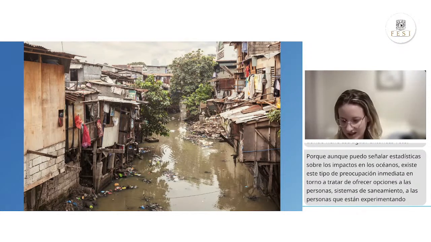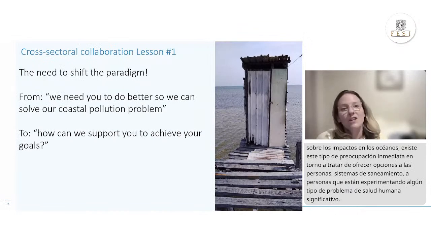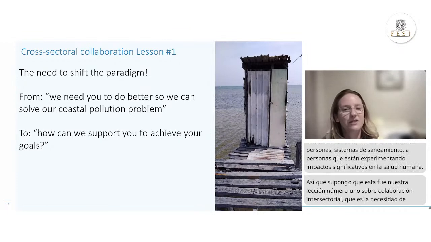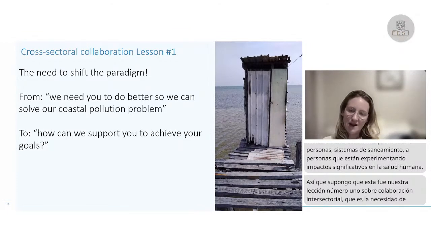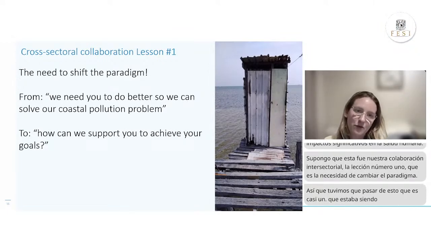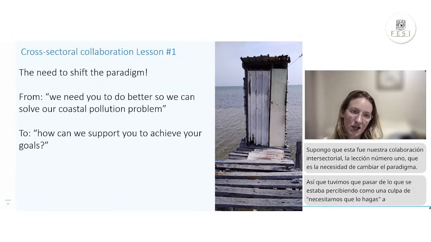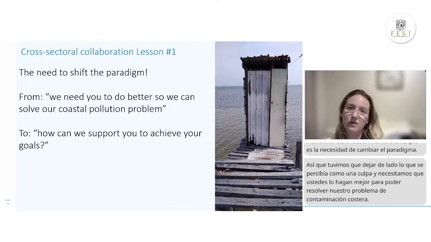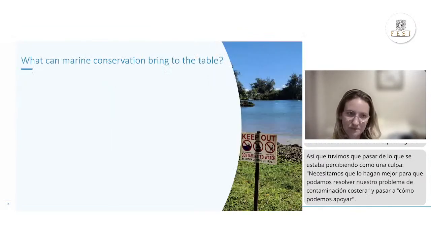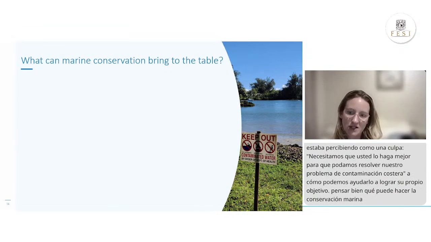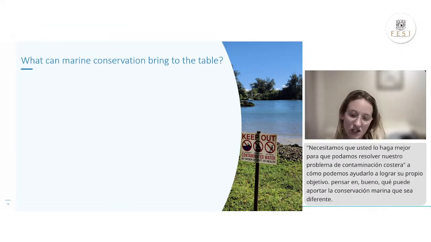health impacts. So this was our cross-sectoral collaboration lesson number one, which is the need to shift the paradigm. We had to move from what was being perceived as blame, we need you to do better so that we can solve our coastal pollution problem, towards how can we support you to achieve your own goals. So I had to think about what marine conservation can bring to the table that's different, to actually support sanitation in achieving its goals.